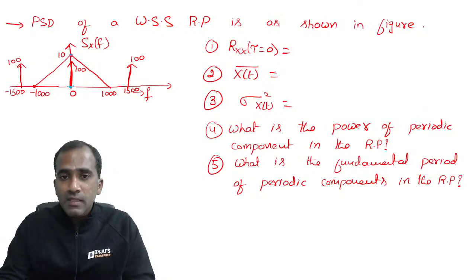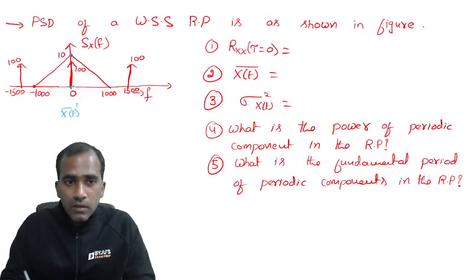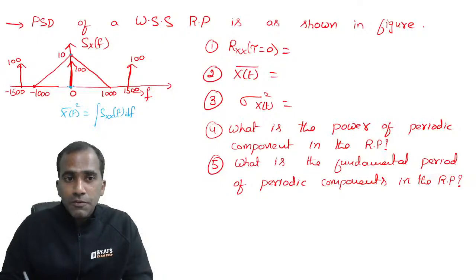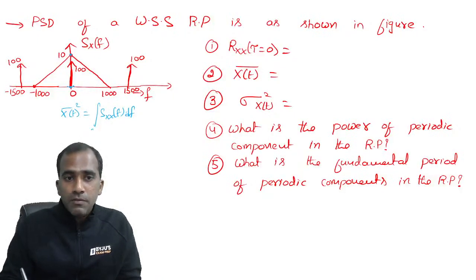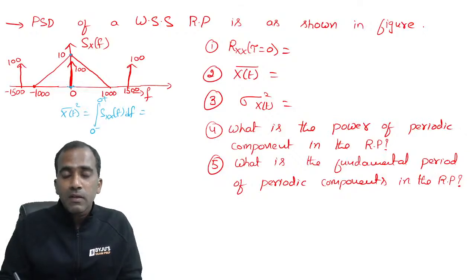So how do we recognize the DC power? X bar of t squared is the DC power. How do you find it? From the power spectral density. Power spectral density has the information of power concentration at every frequency. So if you want DC power, that means power at f equal to 0. If you integrate from f equal to 0 minus to 0 plus, you are trying to find the power at 0 frequency. So that will give us the DC power.